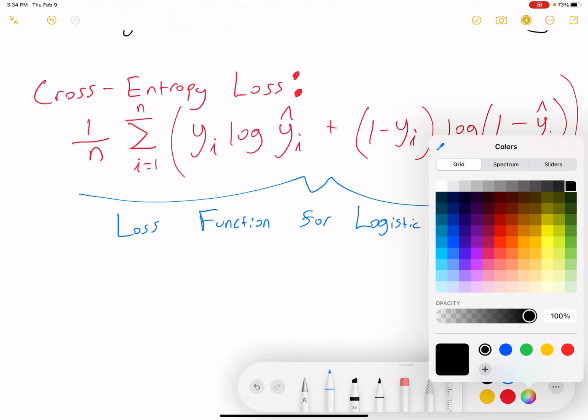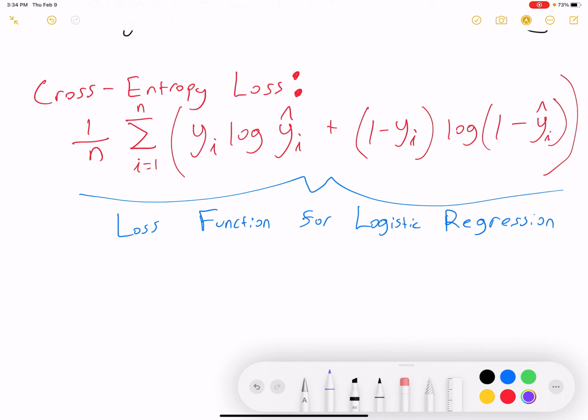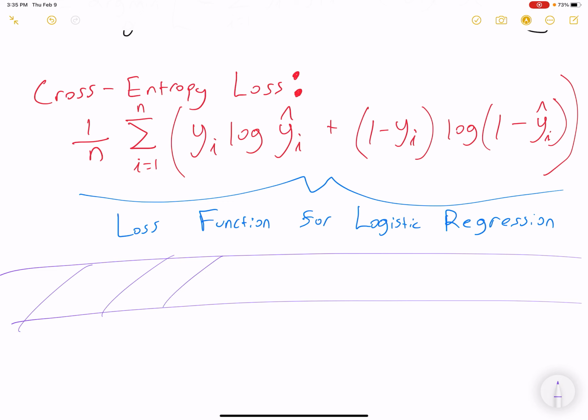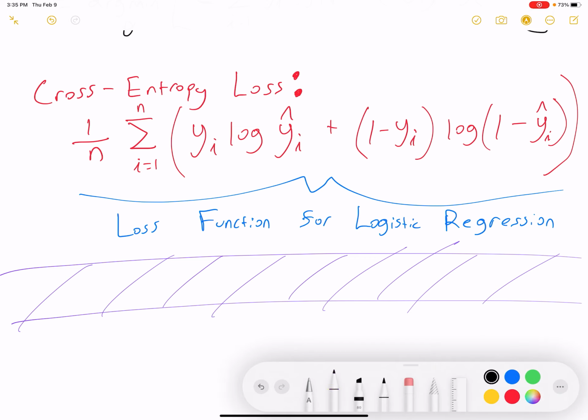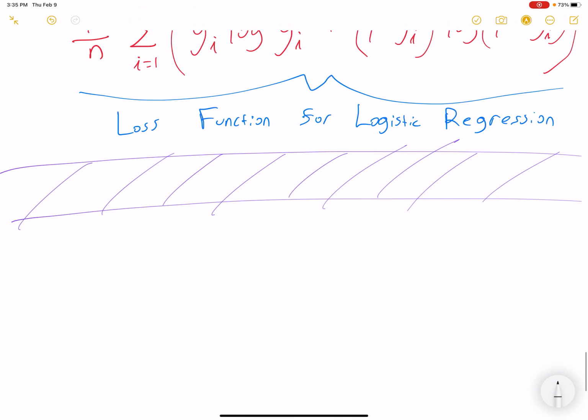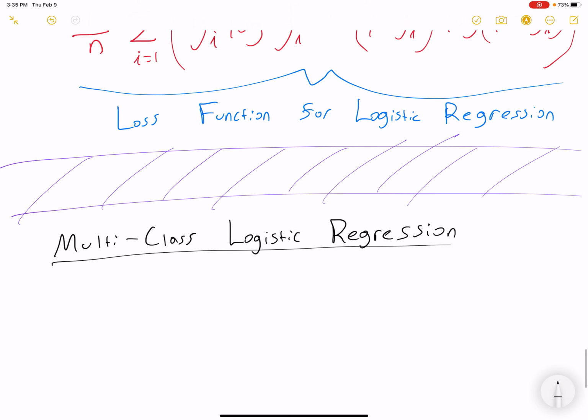So now we have our loss function for logistic regression, which generalizes into multi-class. I'm not going to derive it, but you might want to know how you might use logistic regression to predict between multiple categories instead of just binary categories. So all of these topics generalize to the multi-class.